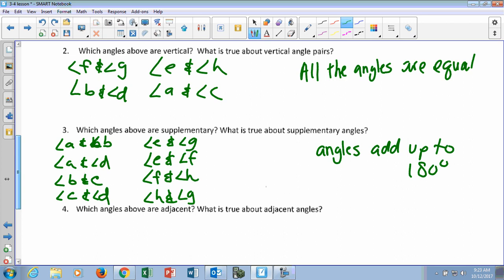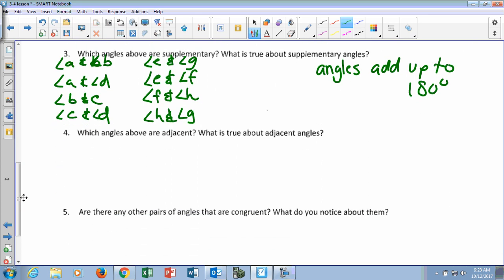Now, also, with those supplementary angles, are angles that are adjacent. Okay? So, this is kind of a new word for you, right? So, adjacent, it says, I want you to write this down. Adjacent angles share the same side of the vertex.